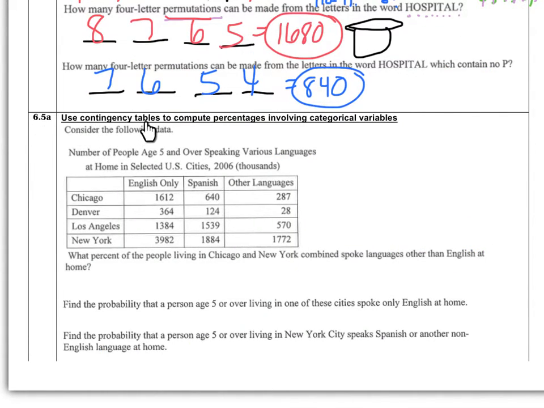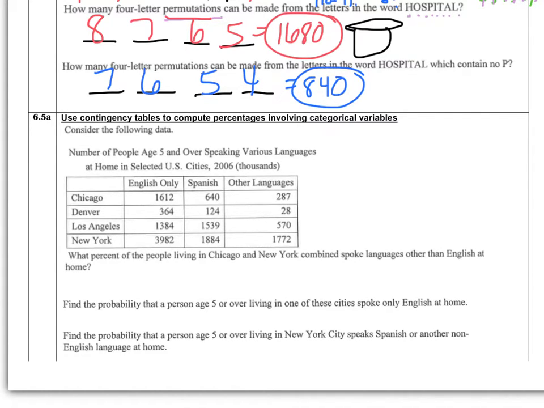6.5a, we're going to use contingency tables to compute percentages involving categorical variables. So here we have categorical variables. It looks like the city and the languages that people speak. And it's called a contingency table because it's made up of data about categorical variables. It shows the number of people age 5 and over who speak various languages at home in selected U.S. cities back in 2006. Keep in mind all the data here is listed in thousands.